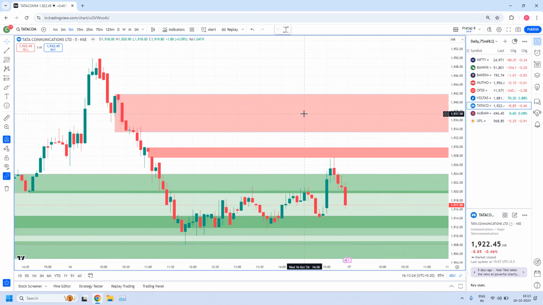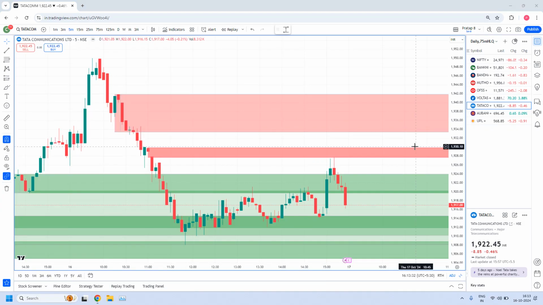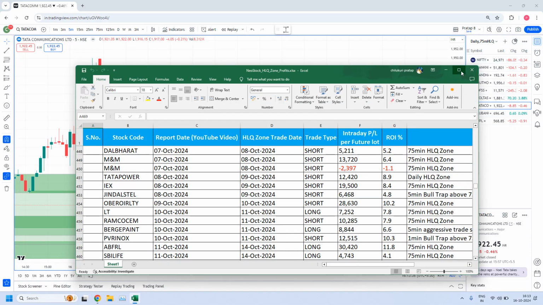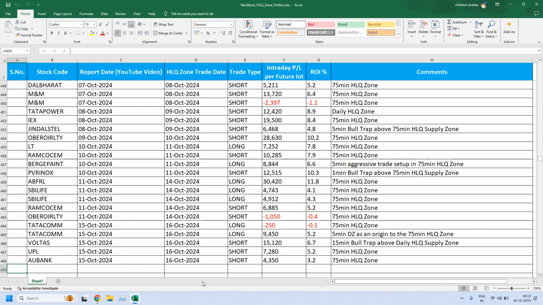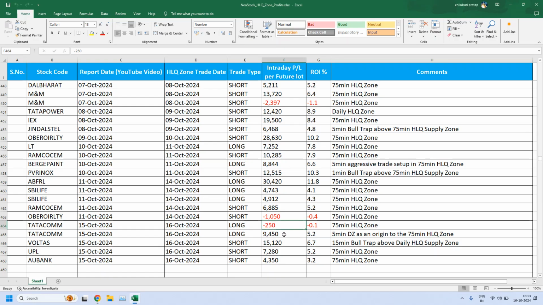Okay, this is about Tata Communication. How much profit did we get? Let me open the Excel sheet. So Tata Communication, the small one that is stopped out here, gave 250 rupees loss, that is just 0.1% negative ROI. It's very nominal because the risk is very, very small.